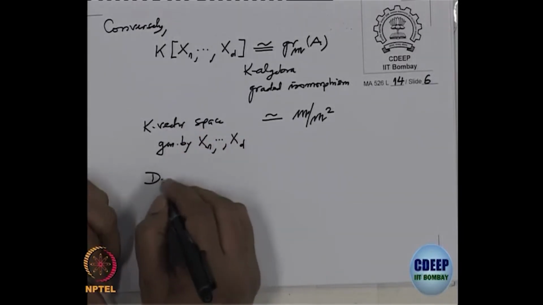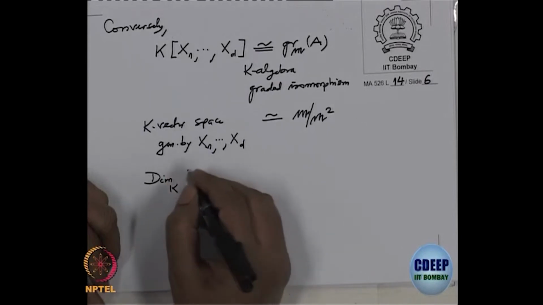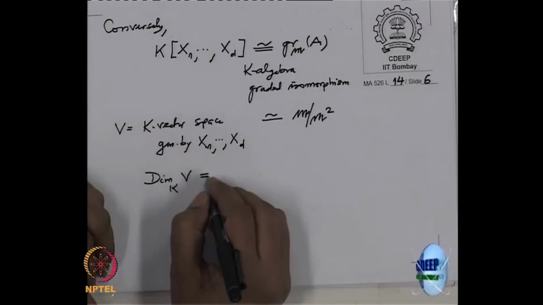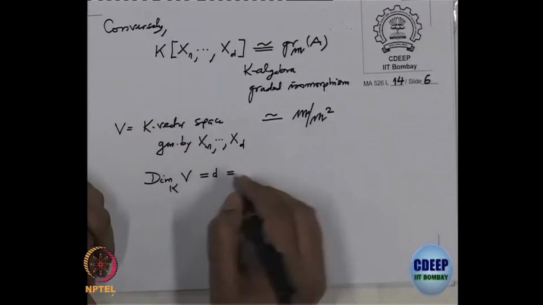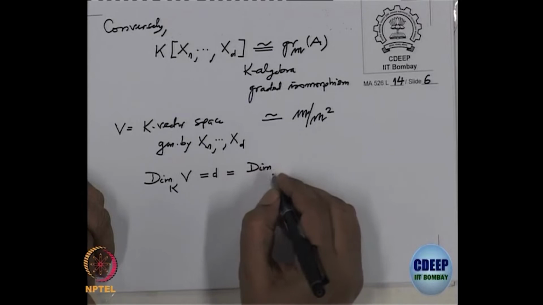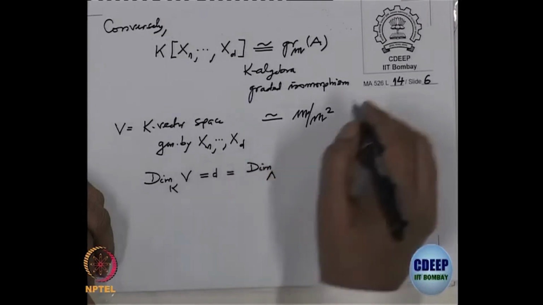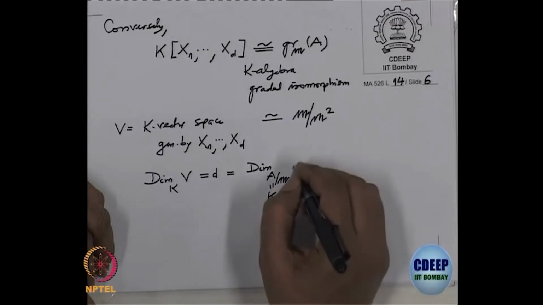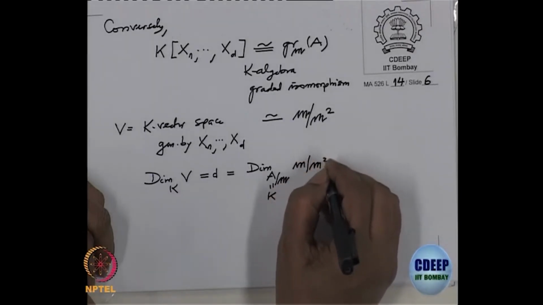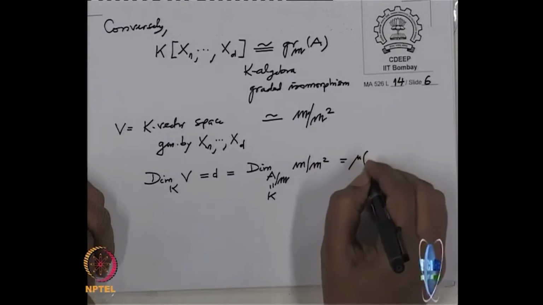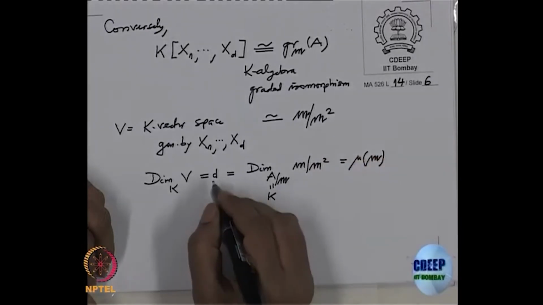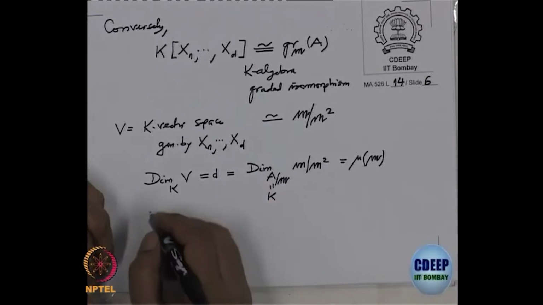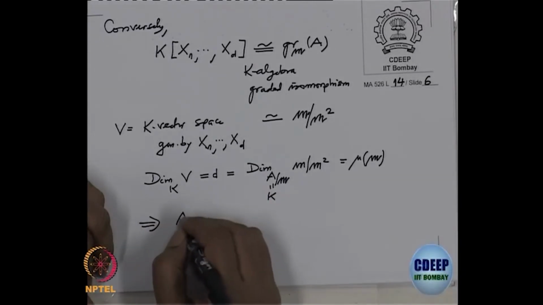So, the dimension of this vector space, let us call it V, is D, as a K vector space. This is A by M, but by Nyquist lemma this is precisely mu M, and this D was the dimension. So, we proved D equal to mu M. Therefore, by definition A is regular.